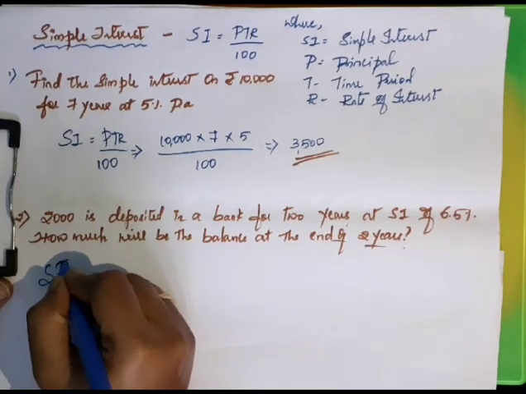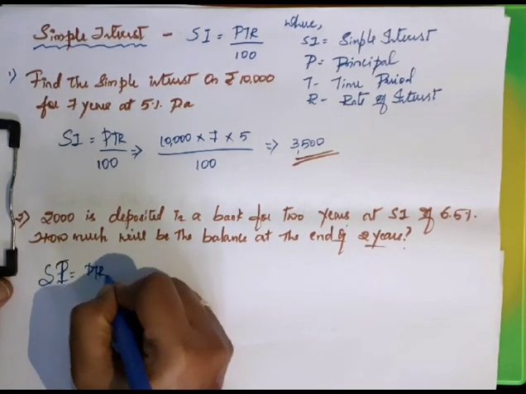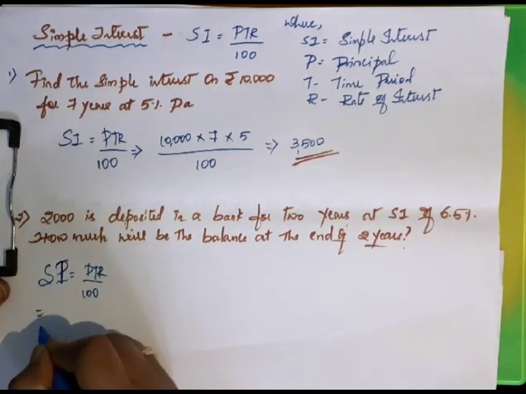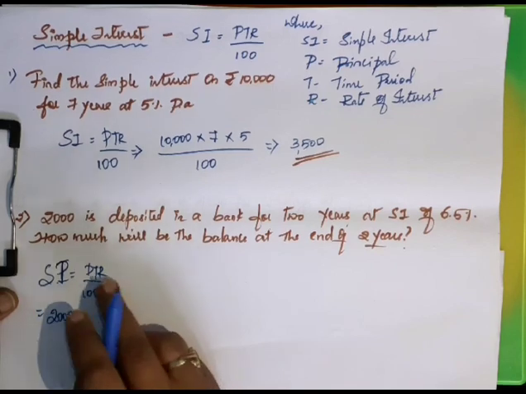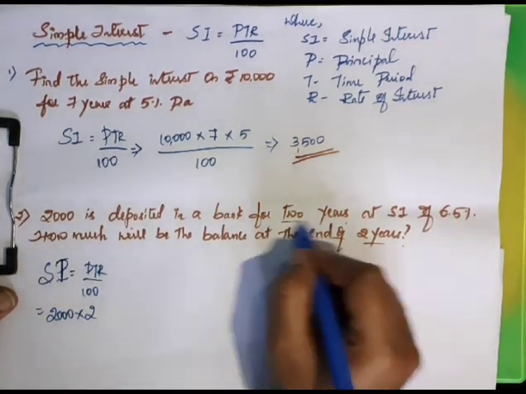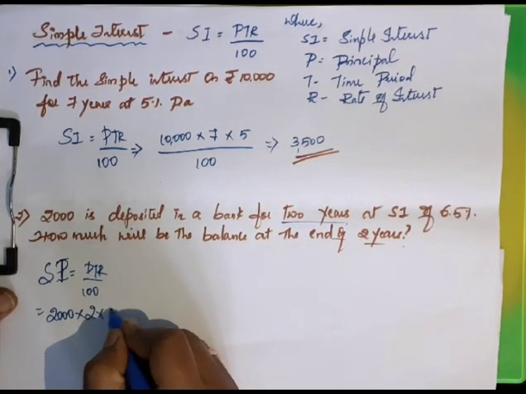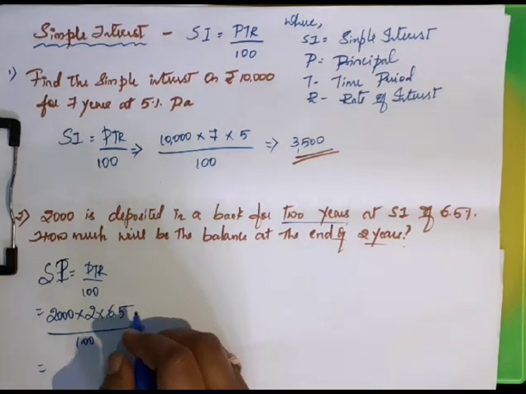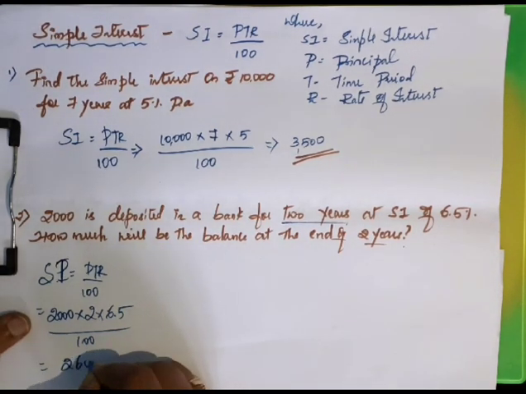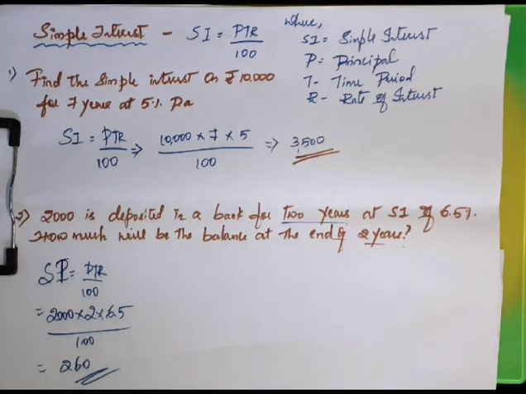simple interest, PTR by 100. So P is 2,000, right? T is 2 years they have given here, and R is rate of interest, 6.5 by 100. So you will get the simple interest value as 260. Okay, this is the simple interest.